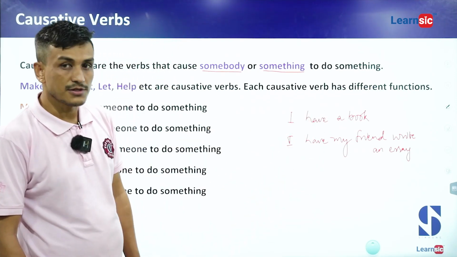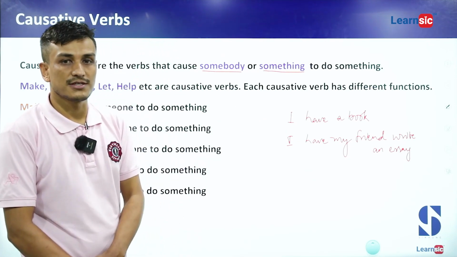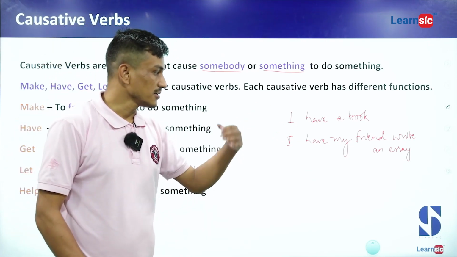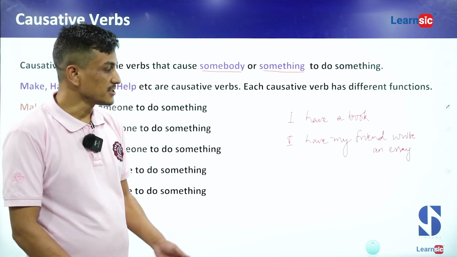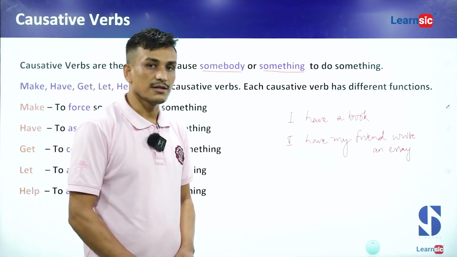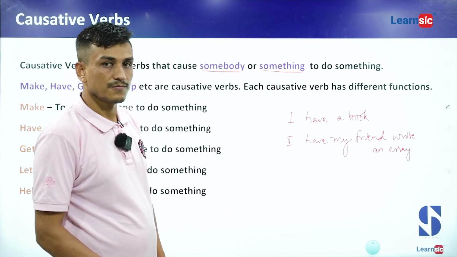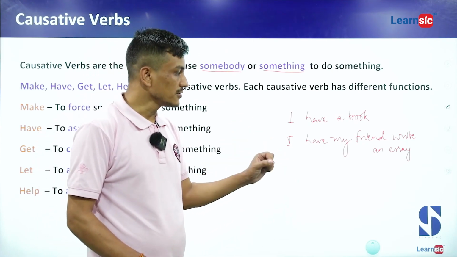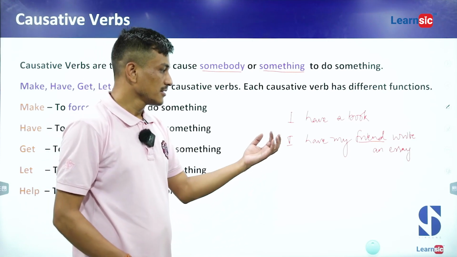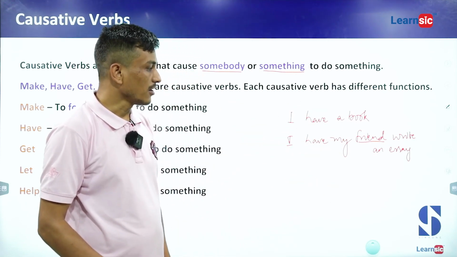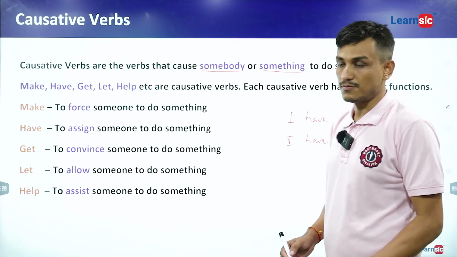You see these two examples here. In the first sentence, the verb have has been used as its main verb. It is working as an action verb. But in the second sentence, I have my friend write an essay, it means I is not the primary person to do the work. Rather, friend is the primary person. Somebody else is doing the work of writing an essay. In this sense, we use causative verbs.